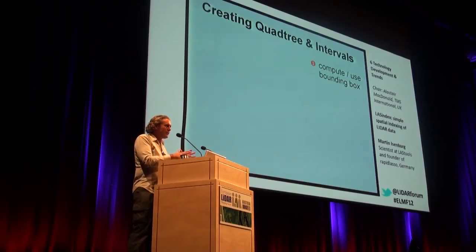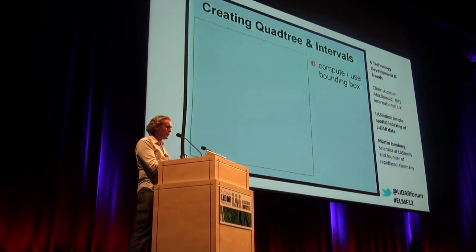Now this is the most difficult slide, because the most stuff will happen on the screen. How do we create this quad tree and the intervals? Well, in the first step, we just compute the bounding box. We usually don't have to do this because the LAS files have it in the header. But if you were to start with a file where you're not sure if the bounding box is correct, or if the files don't have header information, then you would need an additional pass to create that.